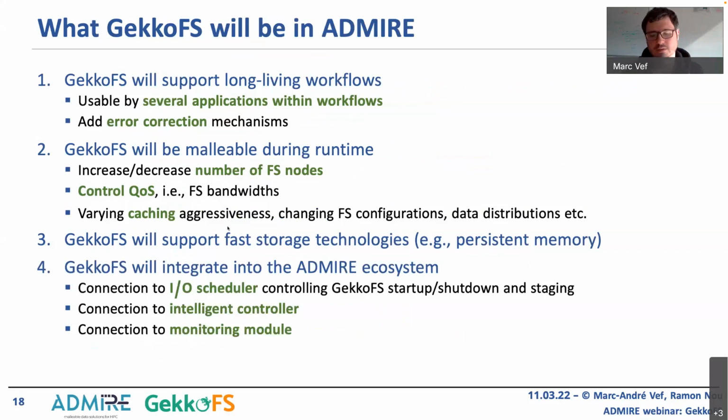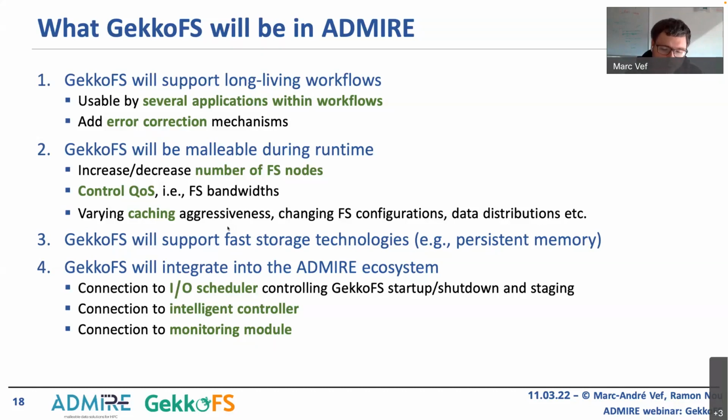So then, and this is kind of the bridge to Admire. What will it be in Admire? It will support longer living workflows. And of course, we talked about this in the Admire meetings at length. It should support several applications that could be running in consecutive order within several workflows. It could run for weeks at a time, so that once you stage in the input data from the parallel file system to the GekkoFS file system, it basically amortizes better.